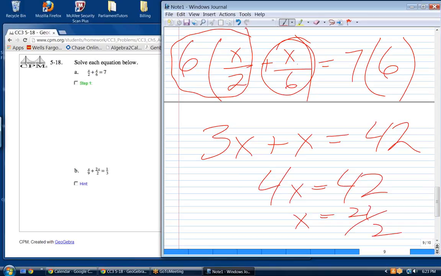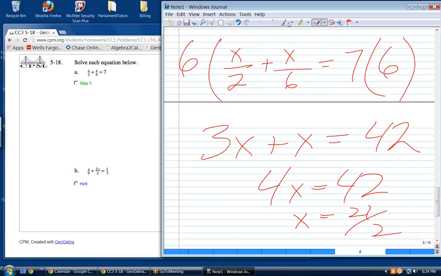So I personally find this easier than trying to find a common denominator and add the two fractions. Now you'll notice that the number that I multiplied both sides of the equation by was the same as your common denominator. And that's usually going to be the case. Not always, but usually. So I prefer that step as a first step myself.